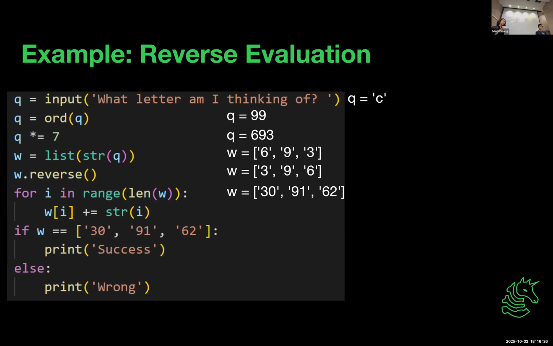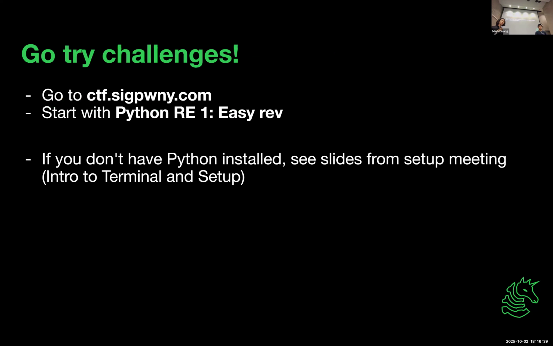So yeah, even if we have this messy bunch of functions and operations, we can take it step by step and go backwards through it, and then get the value we're expecting. So that's all. Go try challenges. Go to ctf.sigpwny.com. I recommend starting from Python Re 1 if you want to do the challenges.